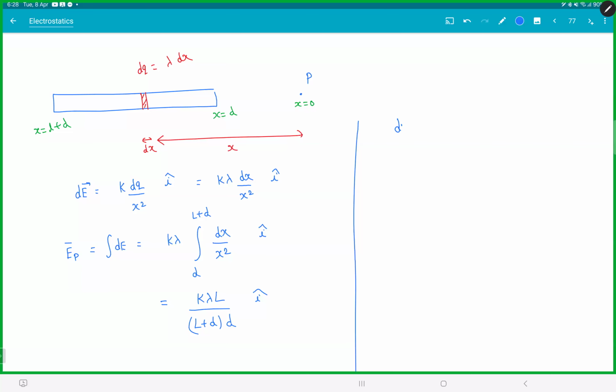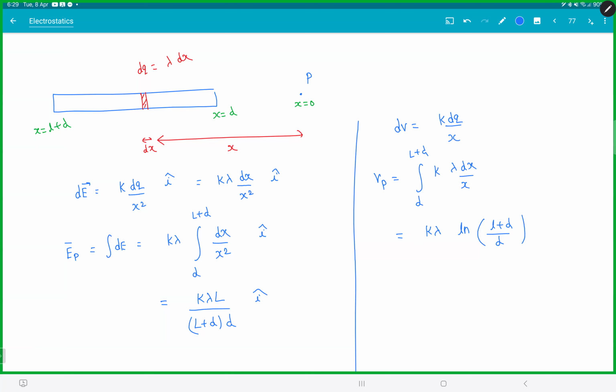Similarly, for potential, we do the same thing. dV will be k dq by x. So I'm still using the same formulas we did for point charges. The potential at P will be integral k lambda dx by x. Limits will go from d to L plus d. So understand, x is the distance between the dx piece and the point P. So the first dx piece will start at x is equal to d, and the last piece will start at L plus d. This guy will be k lambda. You'll get ln of L plus d minus ln d. So that is ln of A by B. That's your answer, everyone. Is that clear, everyone? I'm skipping the steps in integration. I hope that much you can handle.